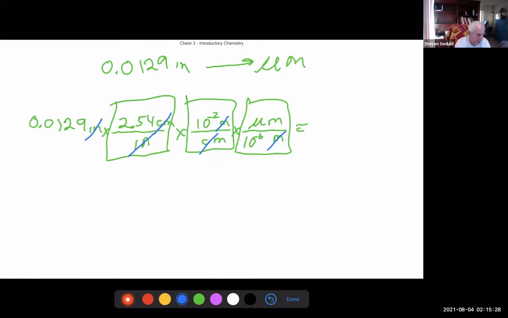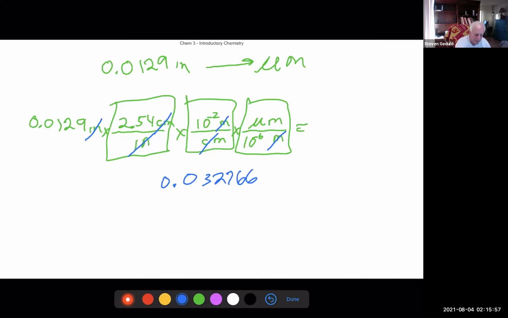Okay, so we take 0.0129 times 2.54. Again, the top, whoops, equals 0.032766. That's what comes out on the calculator.